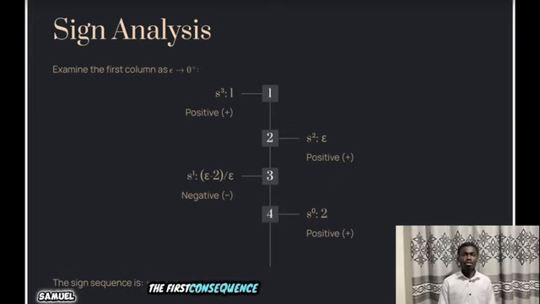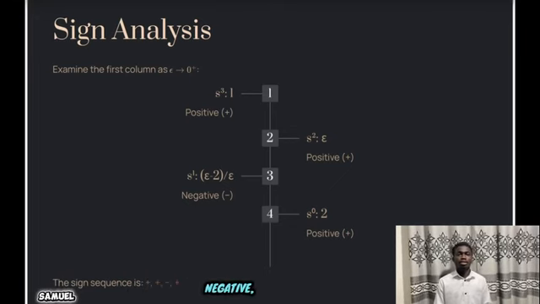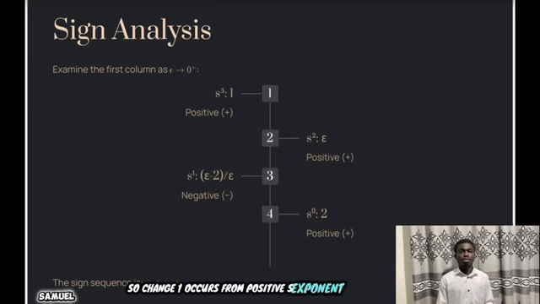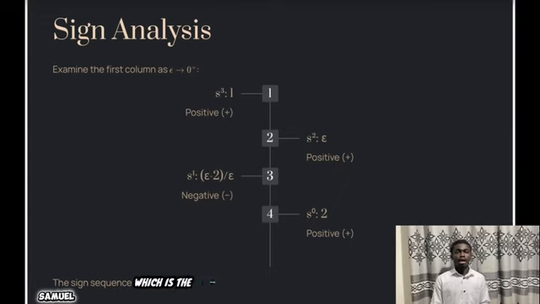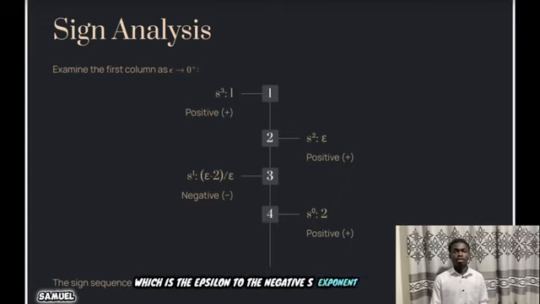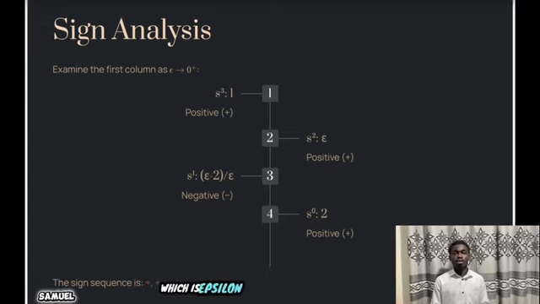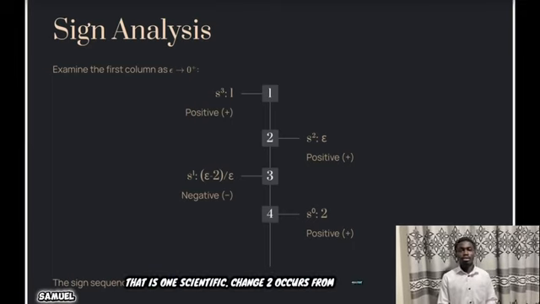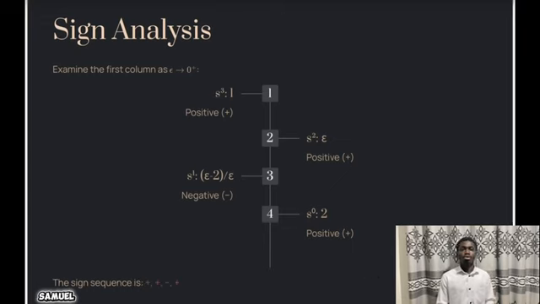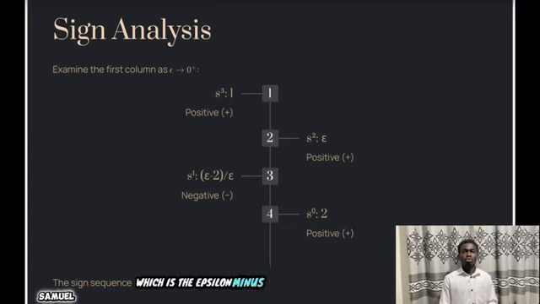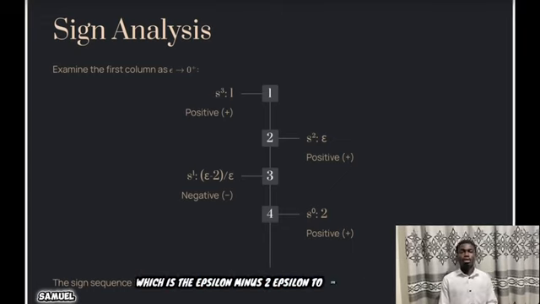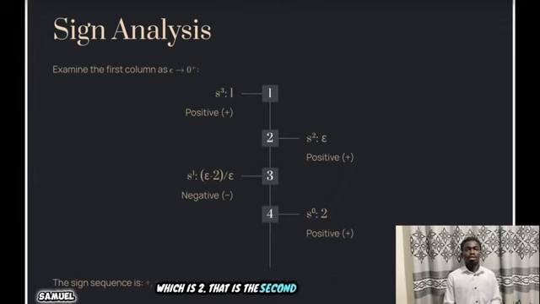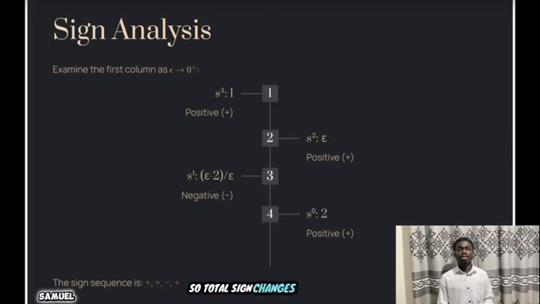The first column sequence is positive, positive, negative, positive. So change 1 occurs from the positive s squared row, which is epsilon, to the negative s1 row, which is epsilon minus 2 over epsilon. That is one sign change. Change 2 occurs from the negative s1 row, which is epsilon minus 2 over epsilon, to the s0 row, which is 2. That is the second sign change. So the total number of sign changes is 2.